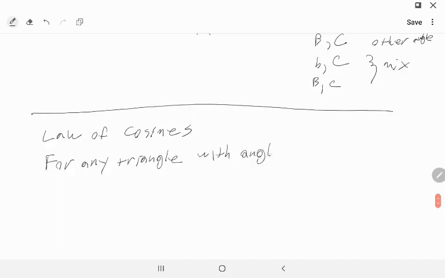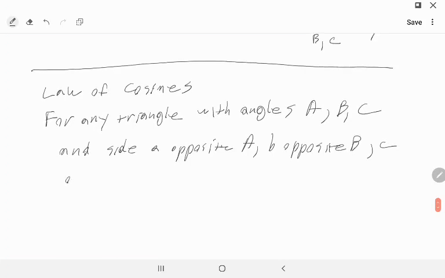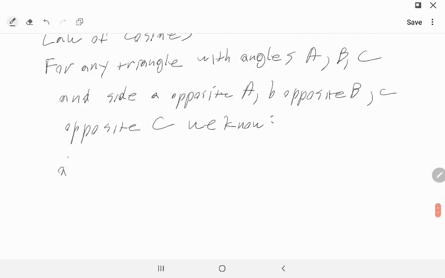with angles A, B, C, and side lowercase a opposite capital A, lowercase b opposite the angle B, lowercase c opposite angle C, we know that a squared, lowercase a squared, has to equal lowercase b squared plus lowercase c squared minus 2bc, lowercase b, lowercase c cosine of capital A.